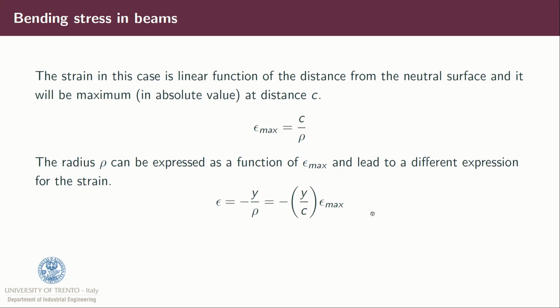So the strain, in this case, is a linear function of the distance from the neutral surface, and it will be maximum at the maximum distance c. So epsilon maximum is equal to c over rho. So the radius rho can be expressed as a function of epsilon max using this formulation here, and we can rewrite epsilon as minus y over rho, which is equal to minus y over c times epsilon max.